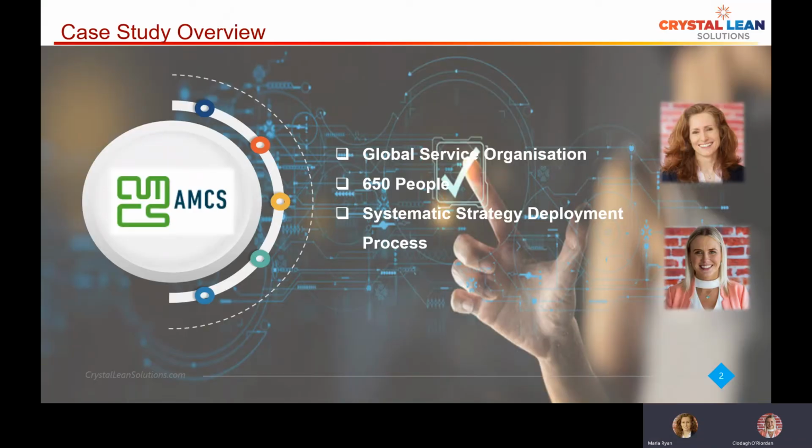This particular case study is a recent one with a company called AMCS, and they're a global software service organization with a huge growth trajectory. They've been phenomenal at what they've done in the last couple of years. And I suppose that was actually the trigger for this particular scope of work, where, to support the growth, they were looking to implement a strategic deployment process to align the whole global organization to their 5 strategic objectives.